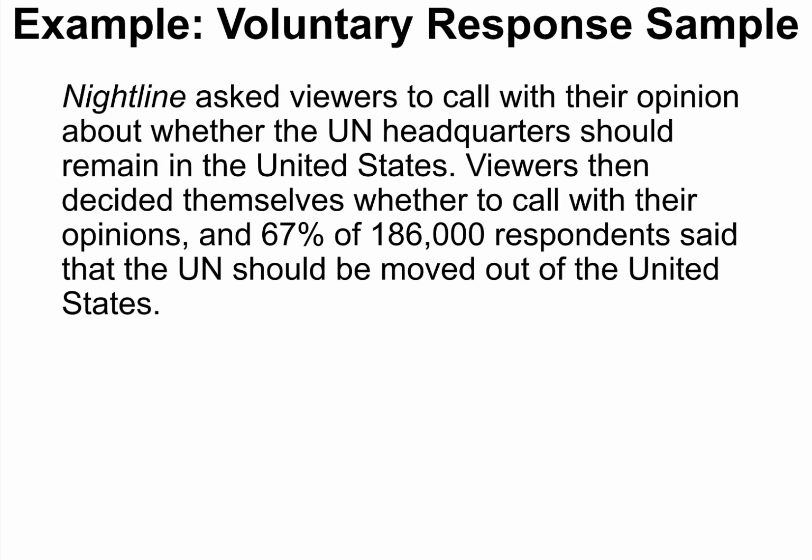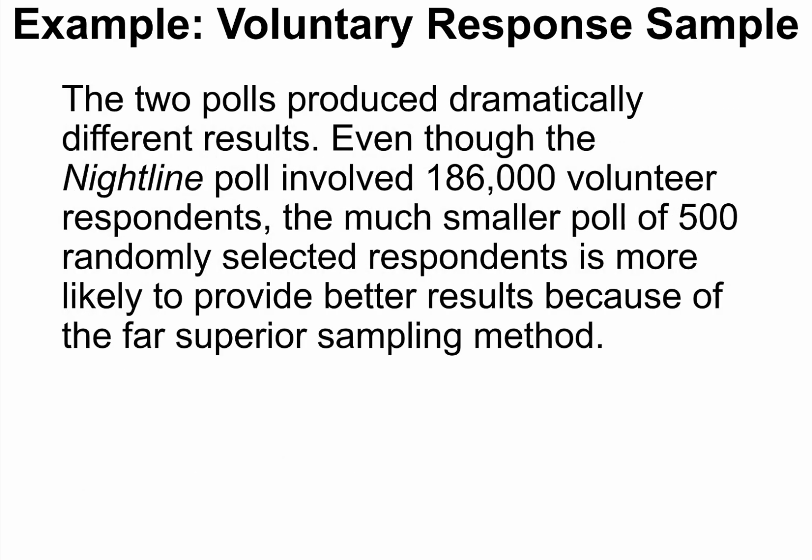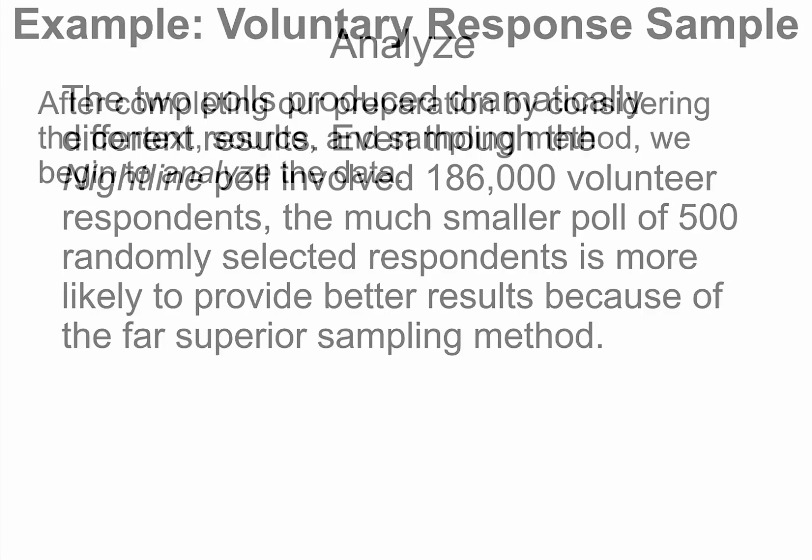Example: Nightline asked viewers to call in with their opinion about whether the UN headquarters should remain in the United States. Viewers decided for themselves whether to call in, and 67% said the UN should be moved out of the United States. Now again, that was a voluntary response sample. In a separate independent sample, where the subjects were randomly selected, only 38% wanted the UN to move out of the United States. So we can see the difference in the response that we get when we have a true random sample versus a voluntary, or what we call a convenience, sample. Two polls provided dramatically different results.